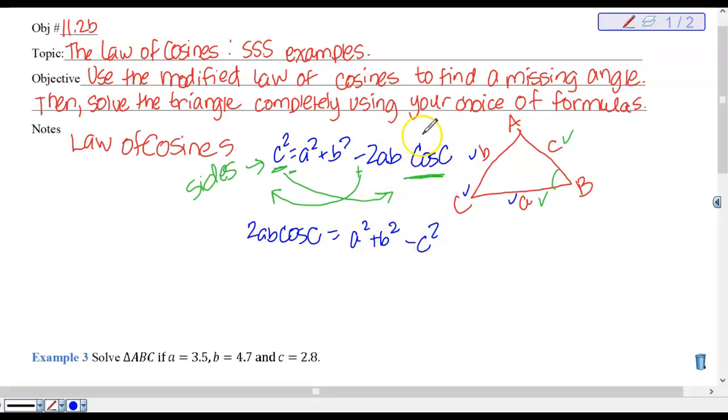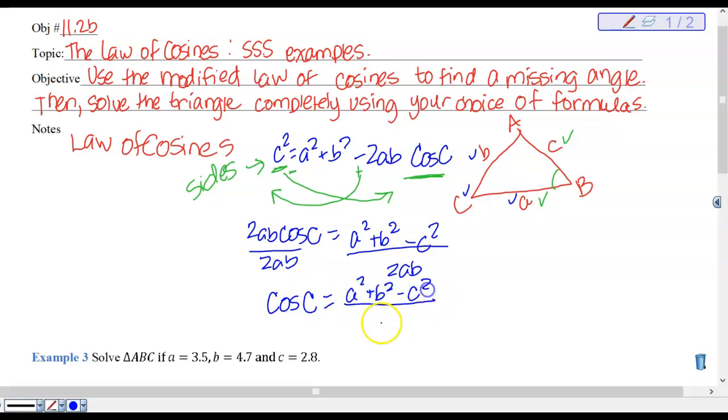Okay, so remember what I'm wanting to do. I'm wanting to isolate cosine of c. So now I would just divide by 2ab, divide by 2ab, and I would get the cosine of c is equal to this modified formula for the law of cosines. And that's okay if you put these things on your index cards and your references.